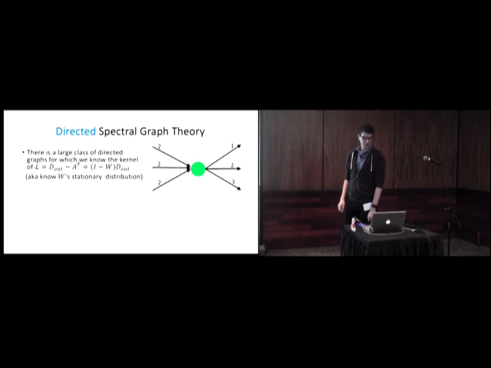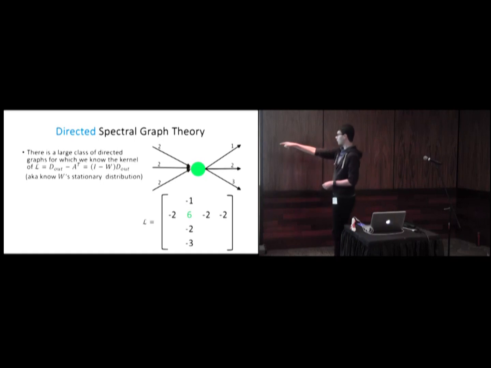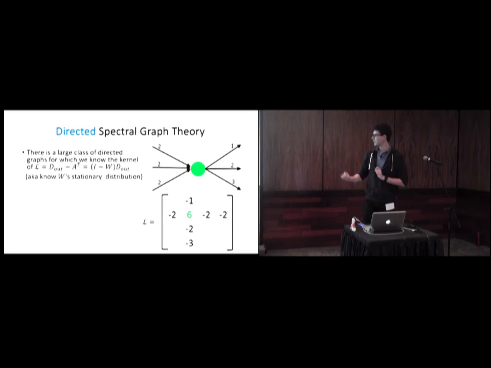So I'm just going to consider this vertex that's part of an Eulerian graph. The sum of weights of edges that are leaving it equals the sum of weights of edges that enter it. And this is going to be the corresponding row and column in the directed Laplacian associated to this graph.